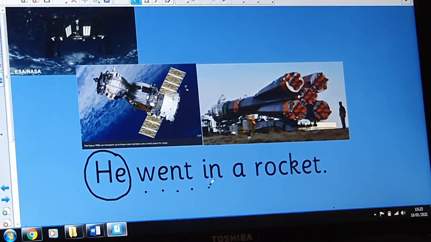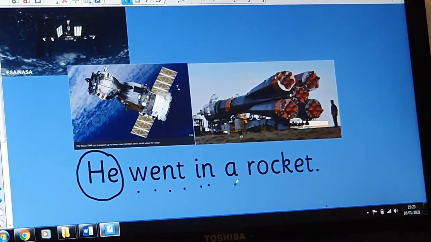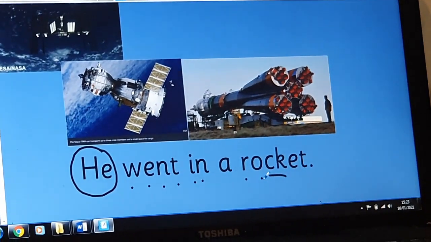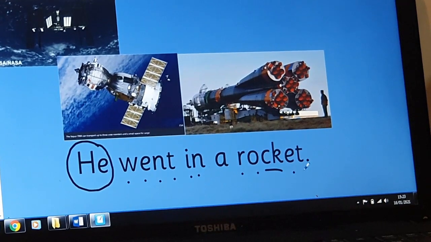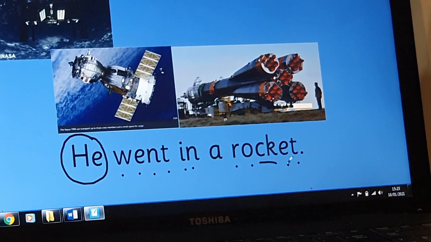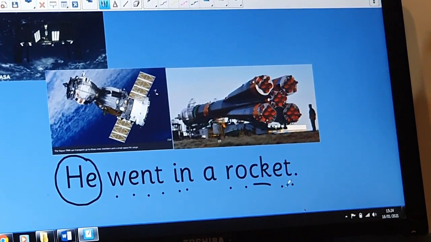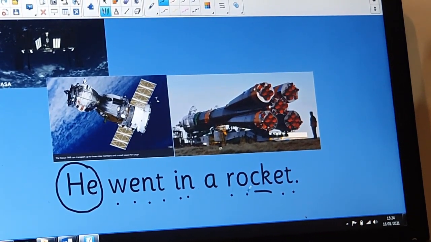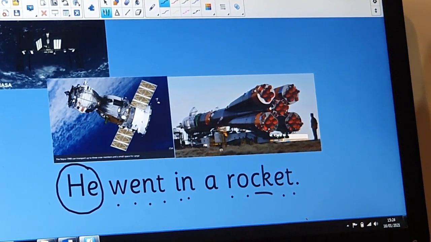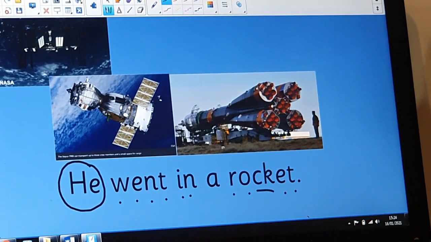He went in a rocket. Now that E kind of makes a funny sound, doesn't it? Really, you want it to be an I, but rocket. Well done. He went in a rocket. So this is the rocket. And I found these pictures on the internet and I've put them in for you. So this is the rocket and this is the capsule.